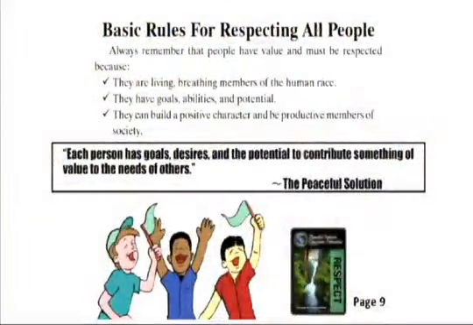All right. So, back to, let's look at the next visual, because there were some other basic rules for respecting people on page 9 of the respect unit that we're in right now. We showed the basic rules for respecting all people. It says, always remember that people have value and must be respected because they are living, breathing members of the human race. All right, well, hold on a minute. So you're going to say, well, that baby's not living, that baby's not breathing yet, is he? Well, yes, he is.